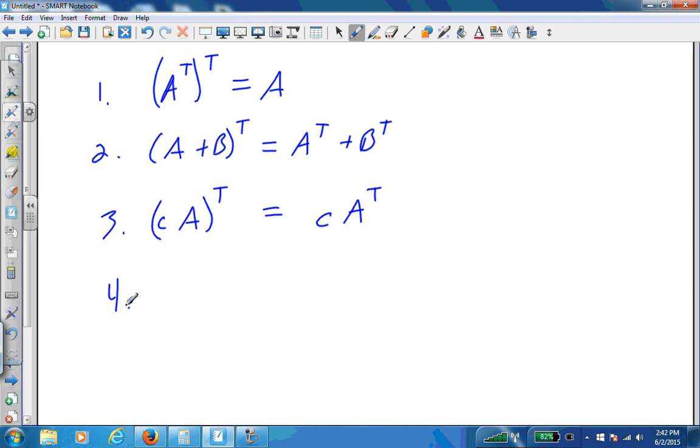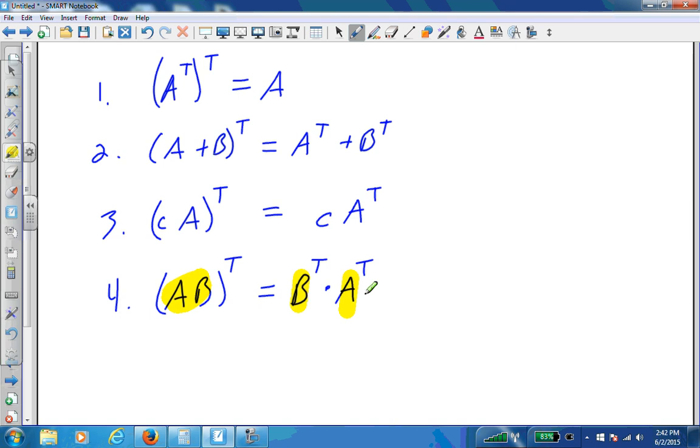And probably one of the more useful ones here, the one that's not overly obvious, is if we have a product of matrices that's transposed, that's the second one transposed followed by the first one transposed. So notice the order does change if we have a product, if we do the product then transpose it, as compared to transposing and then taking the product. So that order does change.